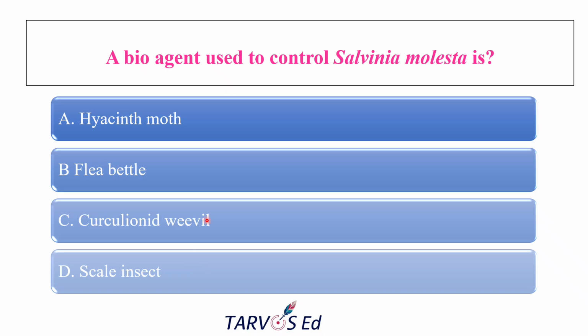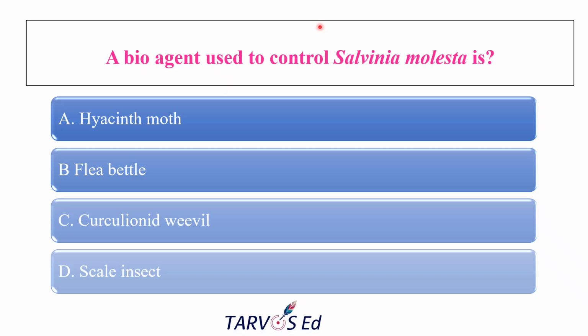And the next question is, a biocontrol agent used to control Salvinia molesta. So some insect would be used to control the weed. Salvinia molesta is the water fern weed. The common name of Salvinia molesta is water fern. That is an aquatic weed. So in order to control this aquatic weed, a specialized biocontrol agent is used.